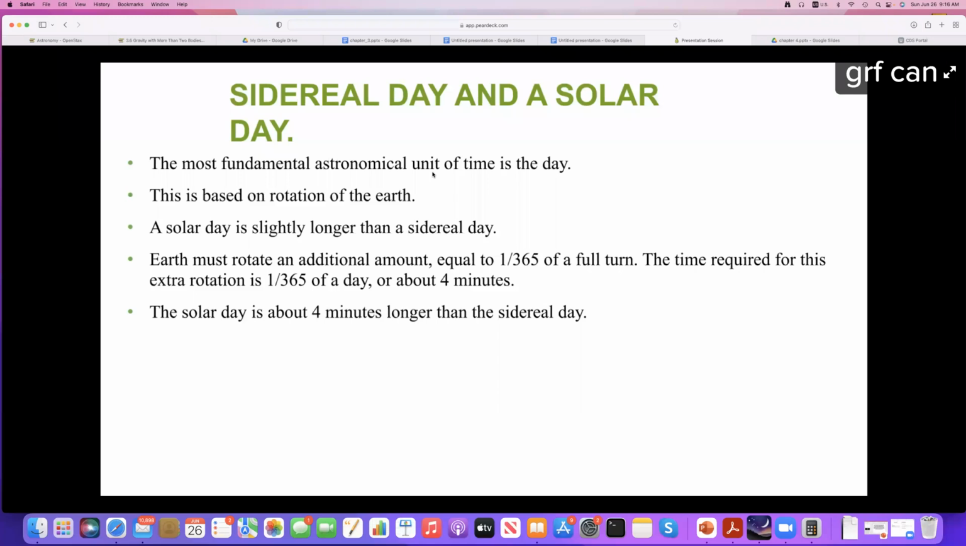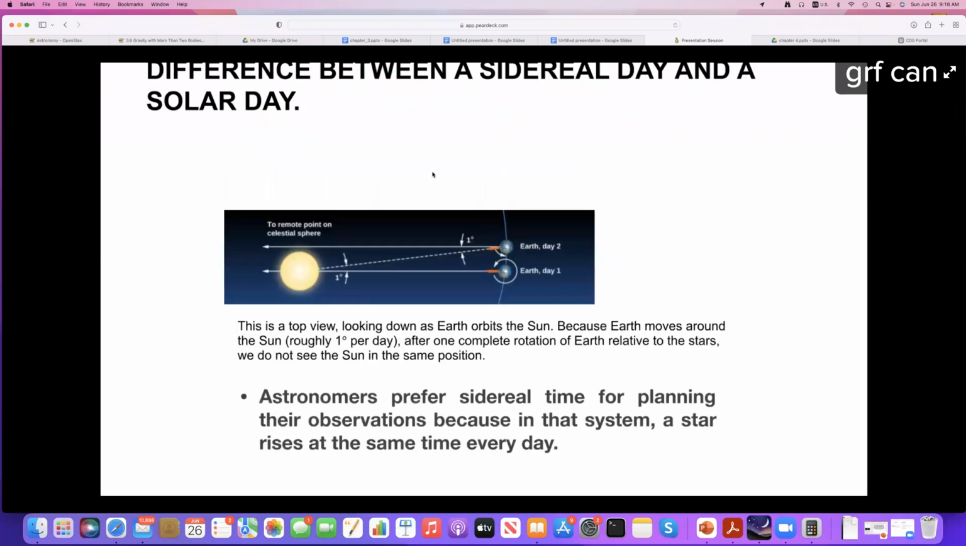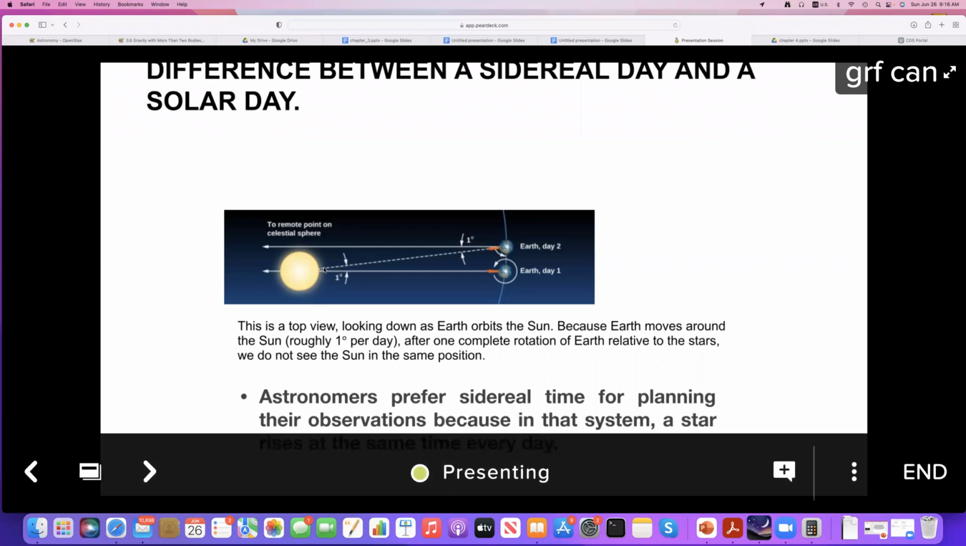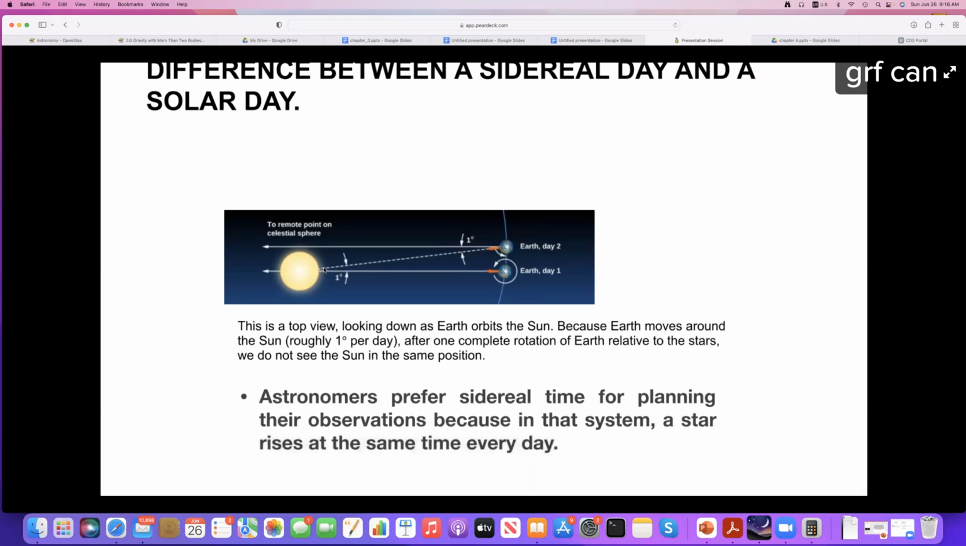Now, the reason is that Earth has to rotate an additional amount equal to 1 over 365 of a full turn, right? And the time required for this extra rotation each day is about 4 minutes. So therefore, a solar day is 4 minutes longer than a sidereal day. And let me explain it from this particular diagram, because this is very important if you are observing the sky, right? So this time difference, you always have to consider it.